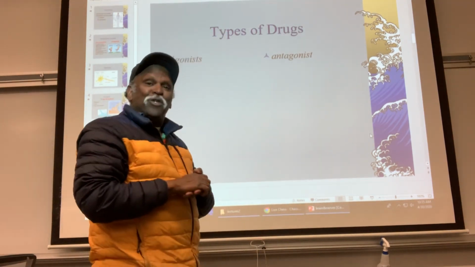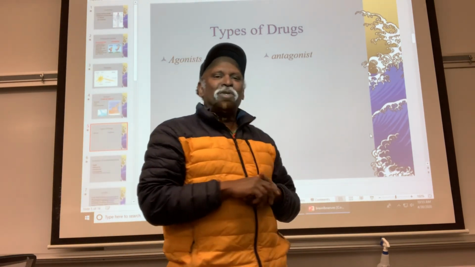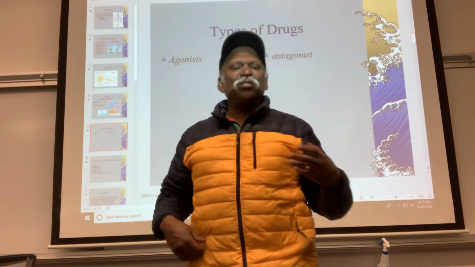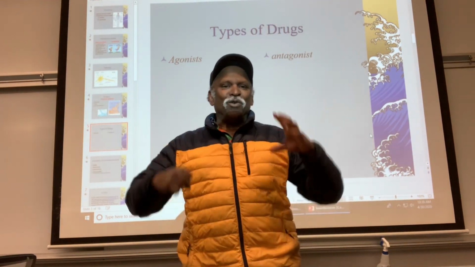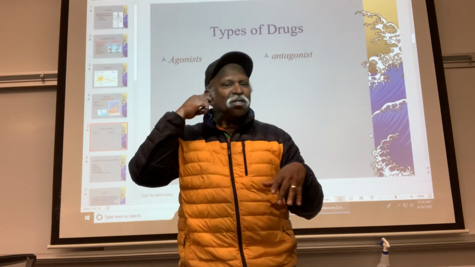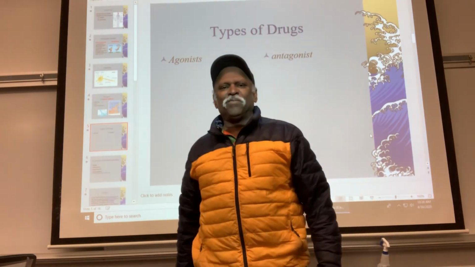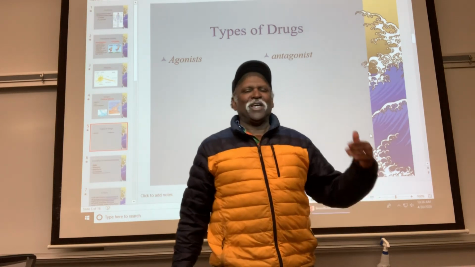But before that, let's talk about two classes of drugs, agonists and antagonists. Agonists are drugs that basically increase the firing of the synapse, versus antagonists, which are drugs that decrease the firing of the synapse. Agonists increase the firing of the synapse. Antagonists decrease the firing of the synapse.